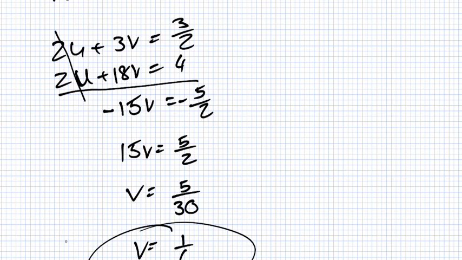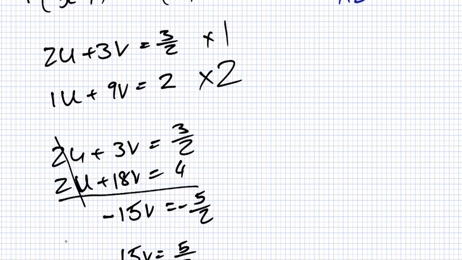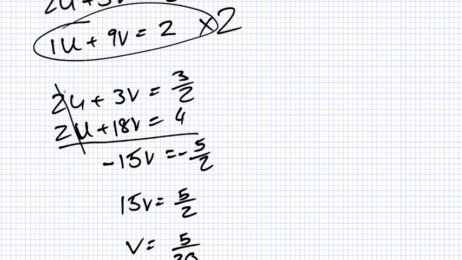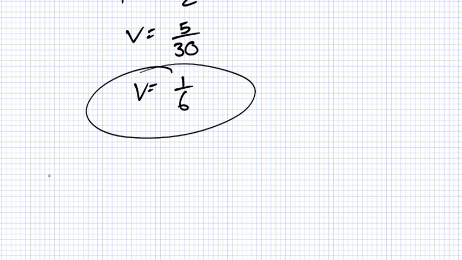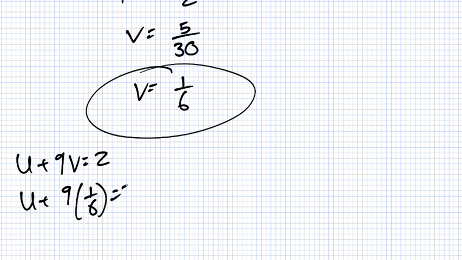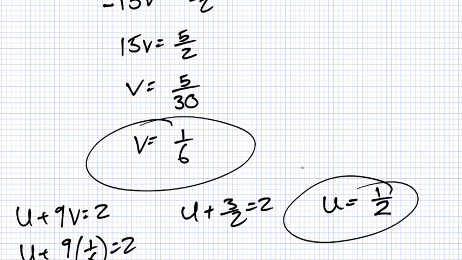And I can get the u by using this one here. u plus 9v equals 2. u plus 9 times 1 over 6 equals 2. u plus 3 over 2 equals 2, so that means u equals 2 minus 3 over 2, so that's 1 over 2. So I have my u and my v.